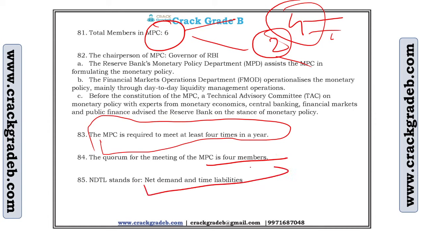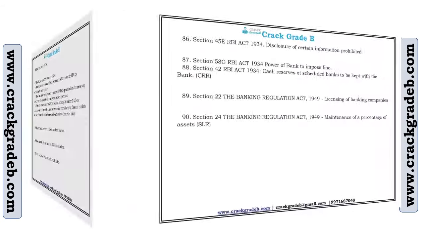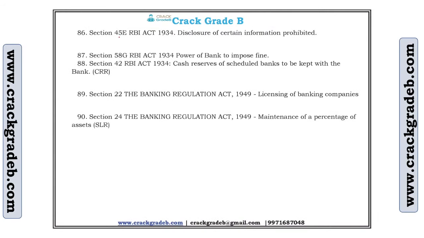NDTL stands for net demand and time liability. ठीक है, ये हर 14 days में calculate होता है, means fortnightly calculated. Let's move forward. Section 45E of the RBI Act 1934 is related to disclosure of certain information prohibited. So you cannot go ahead and ask certain information from any bank, and that is protected under 45E of the RBI Act 1934.